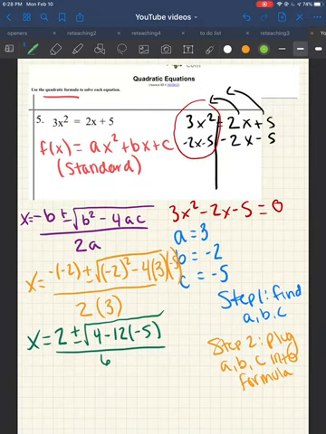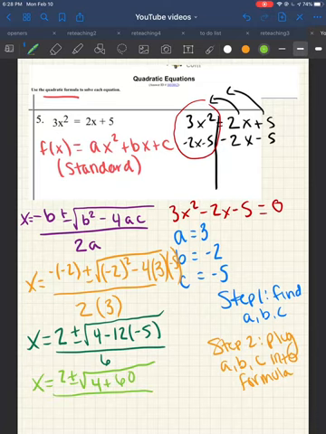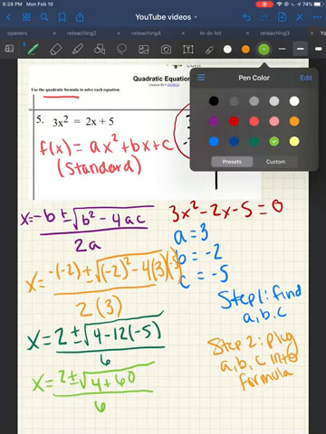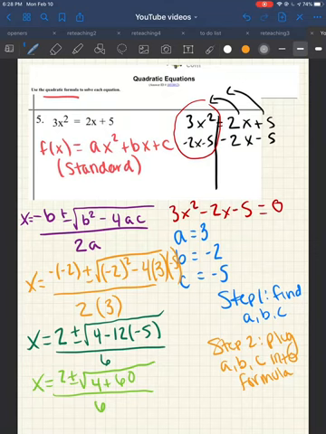Okay, so I have x equals 2 plus or minus the square root of, I'm going to do negative 12 times negative 5. So I'm going to have a 4 plus, and that's going to give me a positive 60. Okay, all over 6. Okay, so I then have x equals 2 plus or minus the square root of 64 over 6.